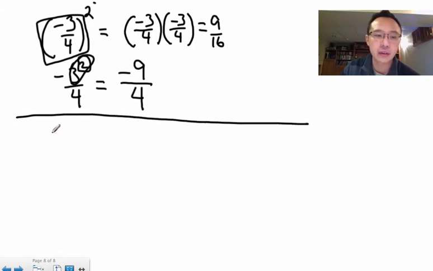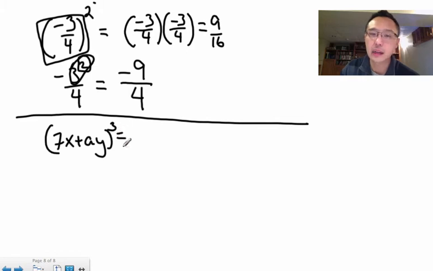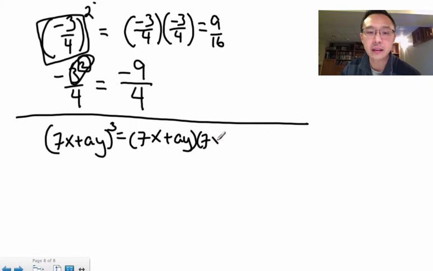It doesn't matter if you have something like (7x + ay) to the power of 3. Later on, you will encounter these kinds of problems, and this means everything inside the brackets is multiplied by itself 3 times. You don't even have to think about it, as long as whatever is inside the brackets repeats itself, like a photocopy.